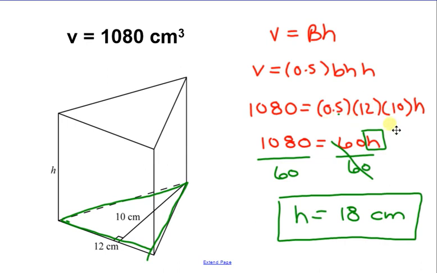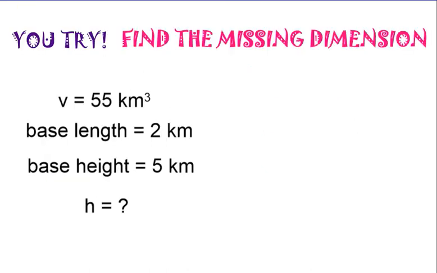When I simplify all of this, I get 1,080 equals 60H. I box my variable, divide by 60 on both sides, and I'm left with the height equals 18 centimeters, and it's just centimeters because it's just a missing dimension. Okay, you go ahead and try this one as well.